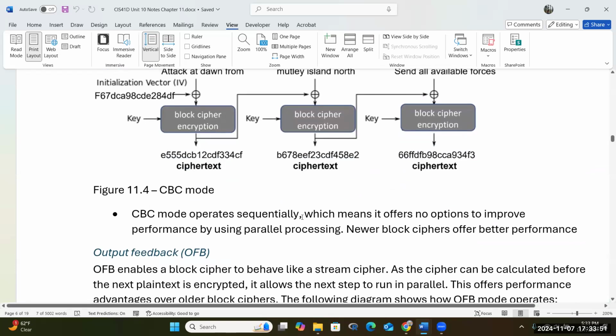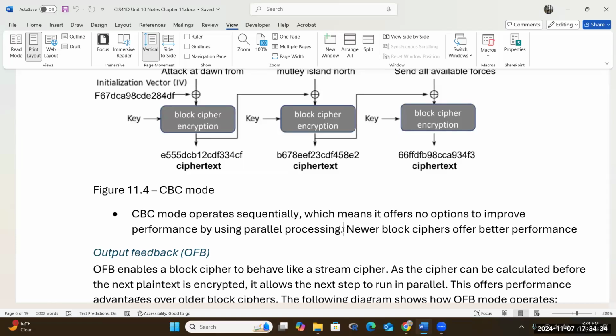So CBC mode operates sequentially, so it needs to go from one to the next, and therefore it's called chaining. And it offers no improvement in performance, like using parallel processing. When we use parallel processing on the server system that's processing this, it's able to utilize the cores of the processor, let's say that it's 32 core or even higher. It performs better because all of those 32 cores can work concurrently, right?